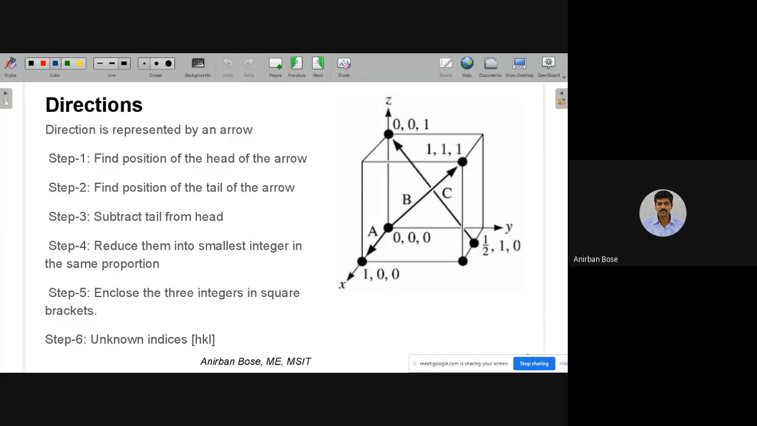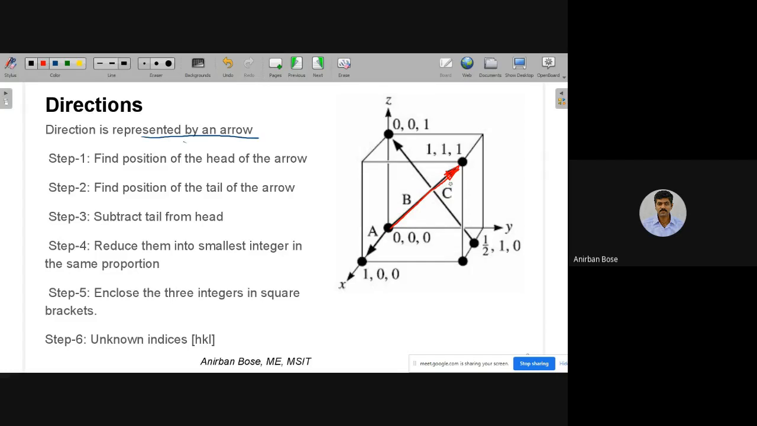The direction is represented by an arrow. That is very important, and you have to remember that direction is represented by an arrow. So here you can see by this arrow, one direction has been represented. Let us consider by red color, I have shown one direction. Now you see what will be the Miller indices of this direction. If we want to represent this direction, then how will we write its Miller indices?